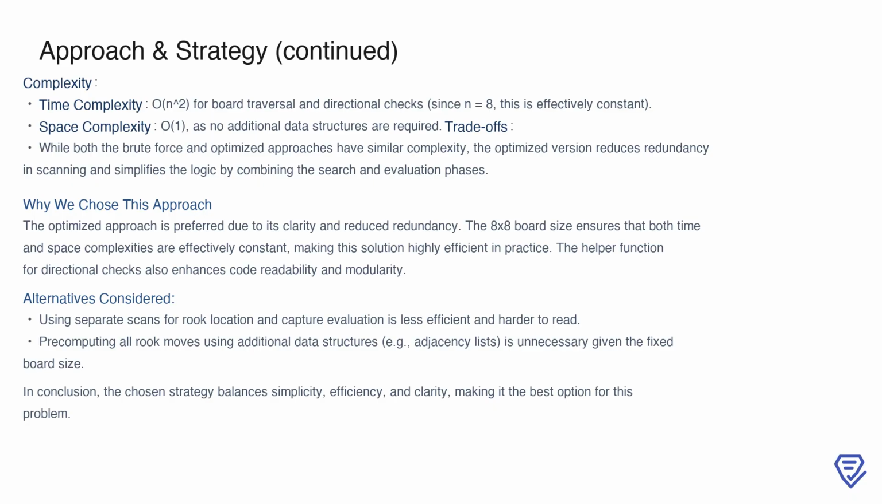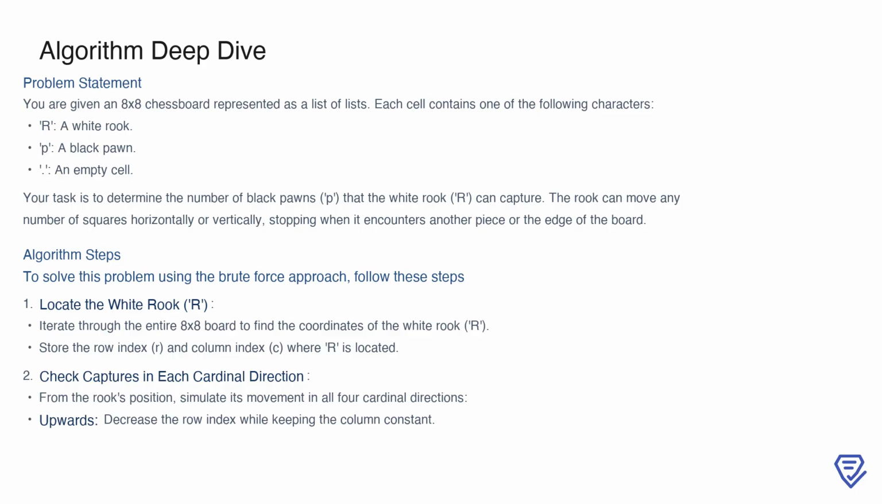To solve this problem, we need to determine how many black pawns a white rook can capture on an 8x8 chessboard. The board is represented as a 2D array where each cell contains either a white rook, R, a black pawn, P, or an empty space, dot. The rook can move any number of squares either horizontally or vertically, stopping when it encounters another piece or the edge of the board. The first step in solving this is to locate the rook on the board.